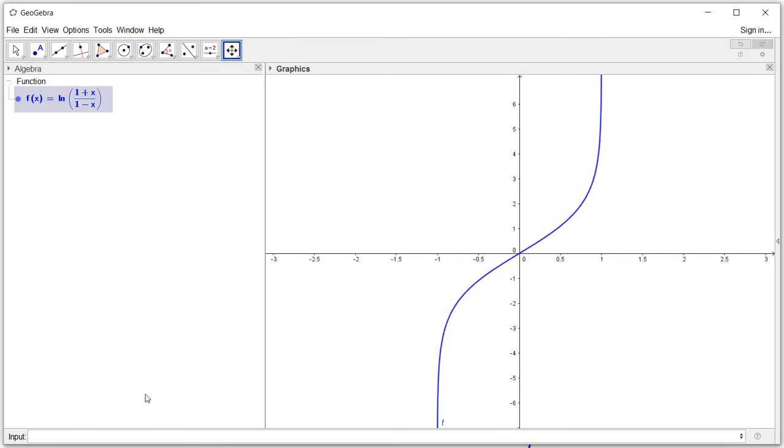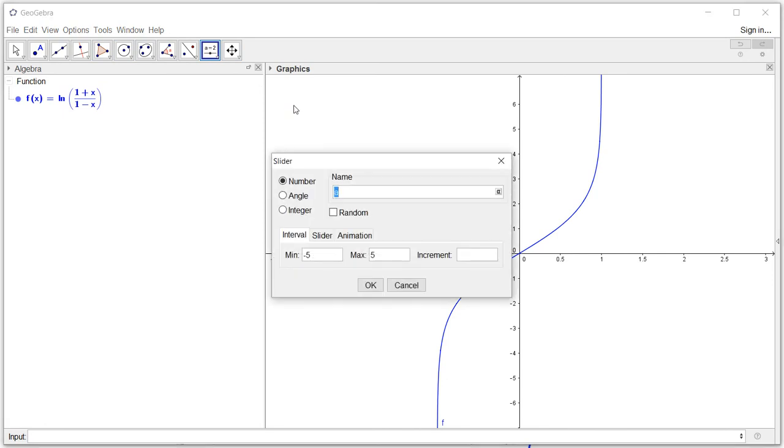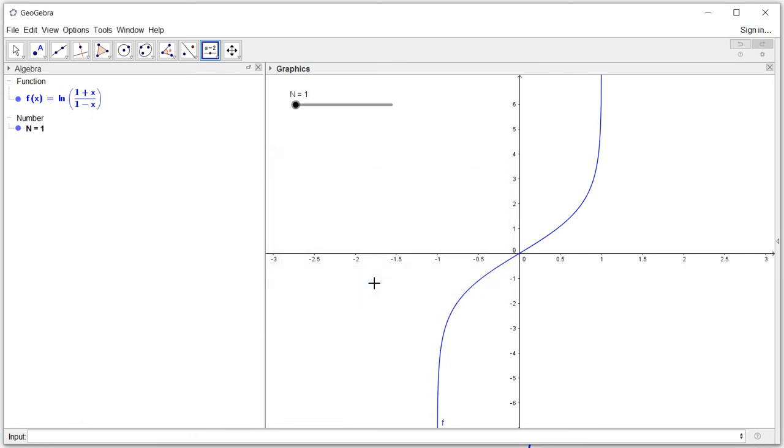So we have that, and then I'm going to do the partial sum. I'm going to call this partial sum g of x, but actually before we do that, I'm going to make a slider. So here, slider. I'm going to call this capital N, which is just the number of terms we're going to add up. So I'll say 0 to 50, and the increment is by 1. Then put a slider there.